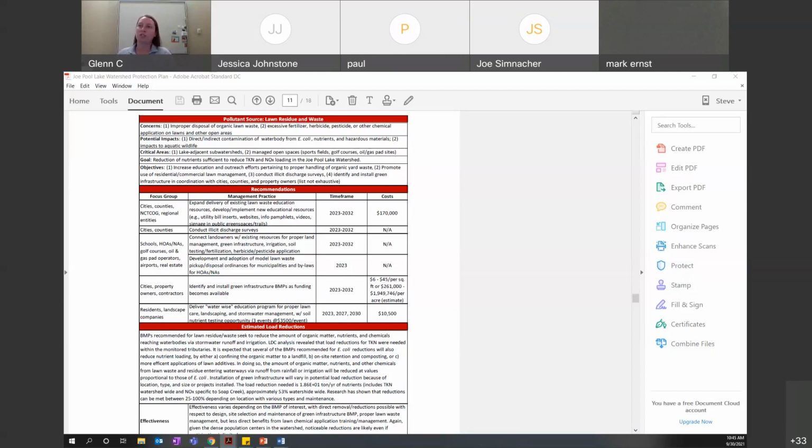So our goal is the reduction of nutrients sufficient to reduce TKN and NOx loading in the Joe Pool Lake watershed. So our objectives: increase education and outreach efforts pertaining to proper handling of organic yard waste, promote use of residential commercial lawn management, conduct illicit discharge surveys, and identify and install green infrastructure in coordination with cities, counties, and property owners. And it is not all inclusive. There'll be a lot more folks we would need to work with. So down here, identifying and installing green infrastructure BMPs as funding becomes available.